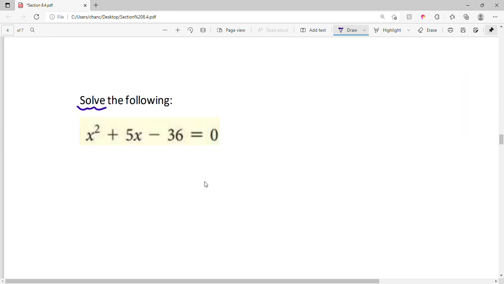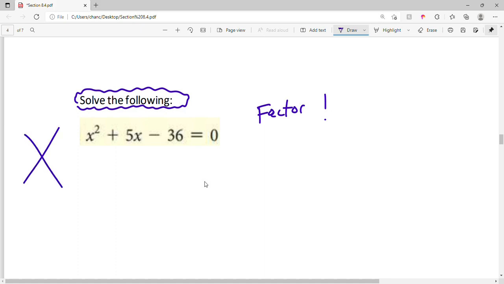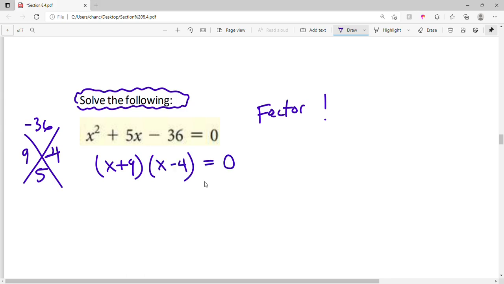In the next following examples, we will be solving equations. First step is to see if we can factor them. And in this case, I can factor this using the diamond method. Negative 36 on top, 5 on the bottom. The two numbers are 9 and 4. We have a negative 4. And so this factors as x plus 9 times x minus 4 is equal to 0.